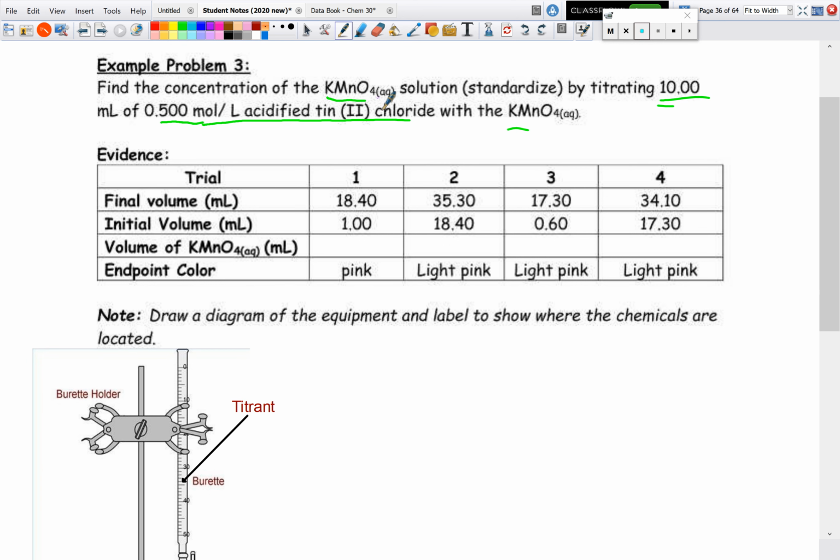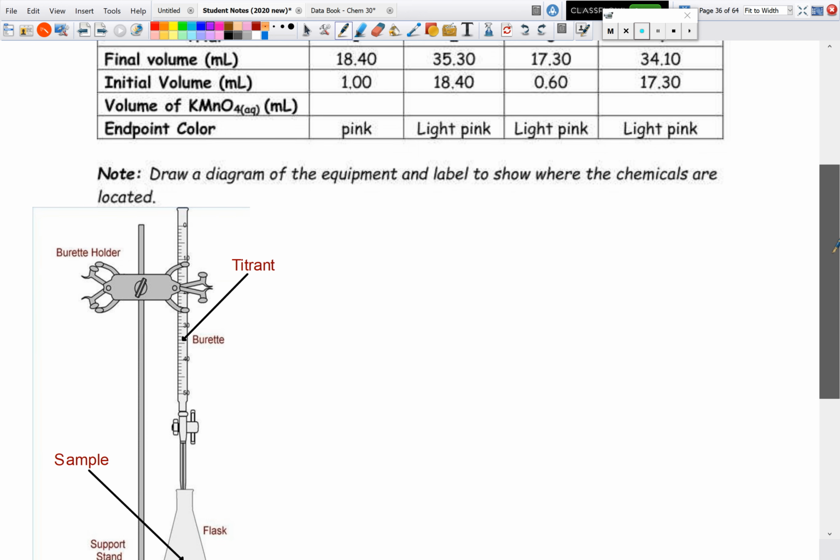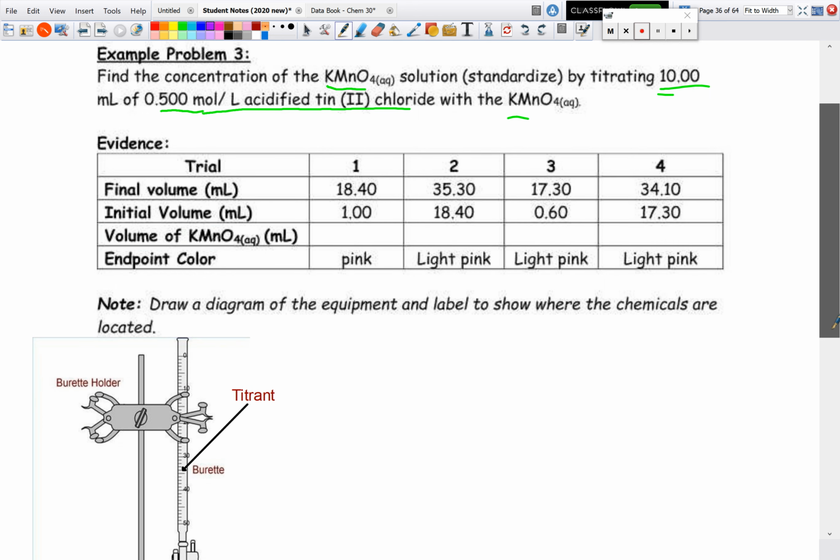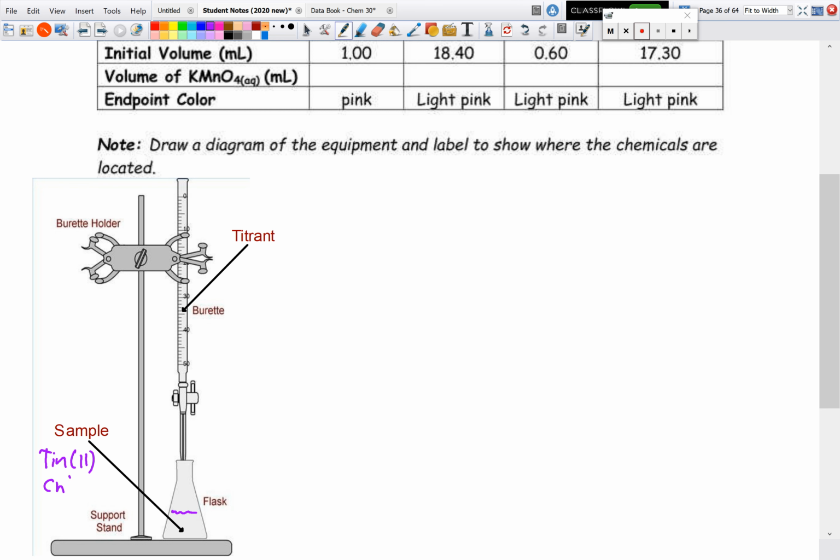Now, from reading here, find the concentration of KMnO4 solution standardized by titrating 10 milliliters. So that means if we titrate the sample, whatever's in here, our sample is our tin 2 chloride, acidified, is down here, and our titrant is our KMnO4.